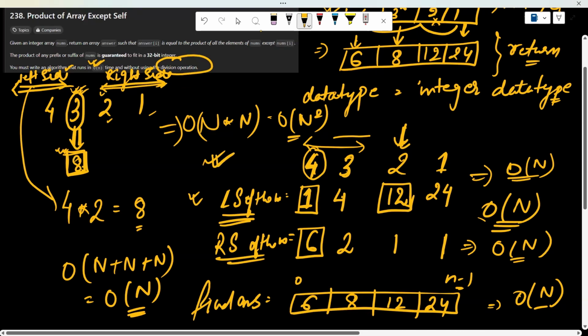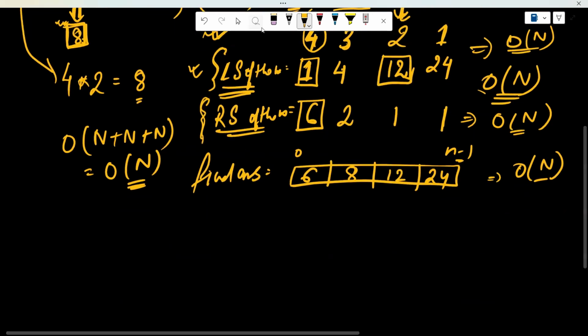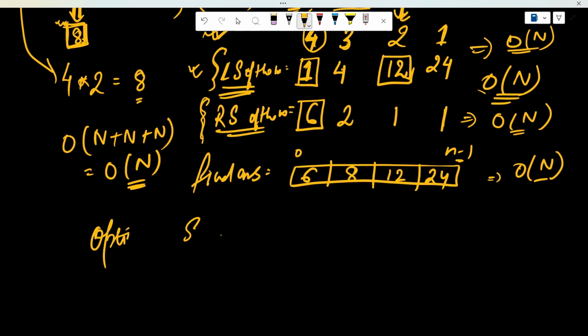But in this, if you see, we are taking extra space to store the left hand side values and to store the right hand side values. So can we reduce this space complexity? Now, optimizing space complexity.